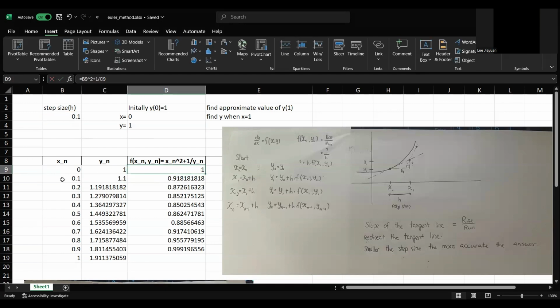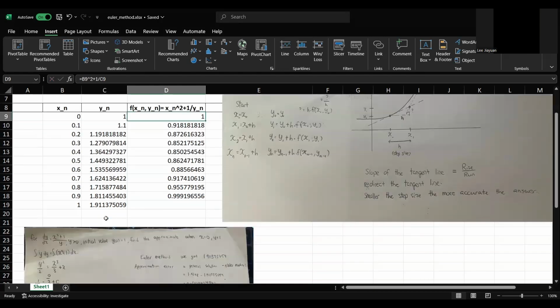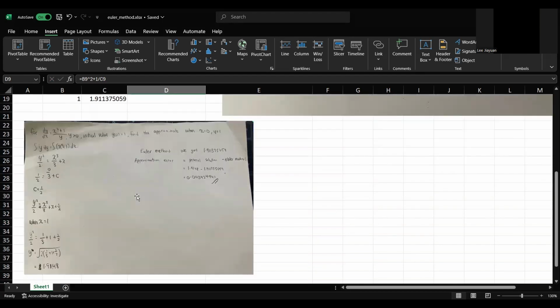And so we can keep on doing it until our x is 1, as they want us to find y when x is equal to 1. When x is equal to 1, our answer for y is 1.911375059. Okay, so for here, this is our general solution.